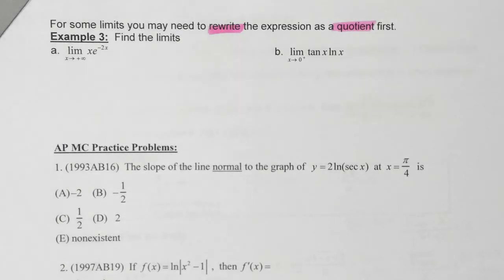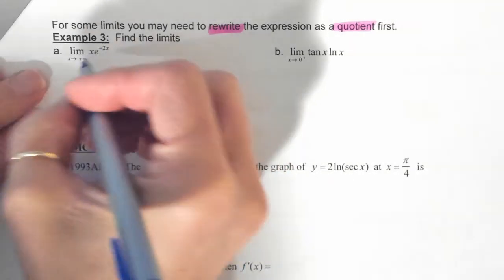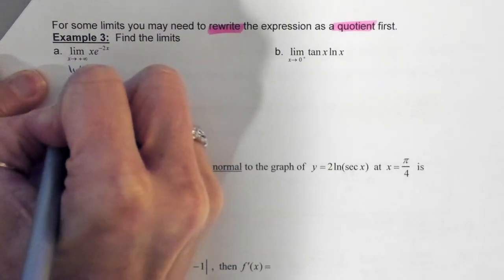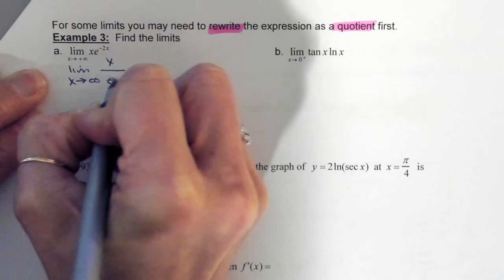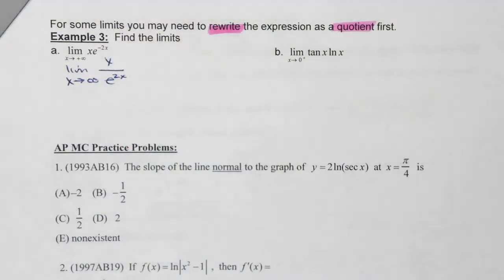So here, if you are leaving a problem like this, you cannot use L'Hopital's because it's not a quotient. There's no top and bottom. So I need to rewrite. You have the limit as x is approaching positive infinity of x over e to the 2x. Does everyone see where that came from? Okay. So if I try direct substitution using infinity, we end up with infinity over infinity. Does everyone see? All right.